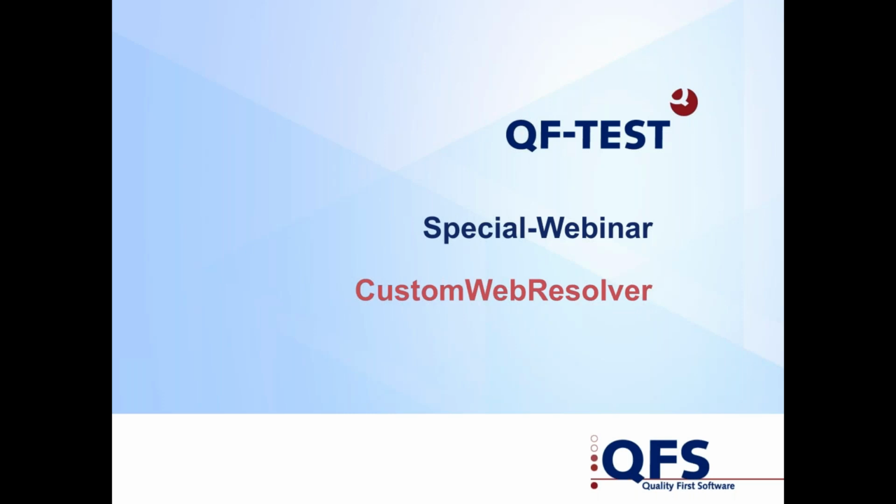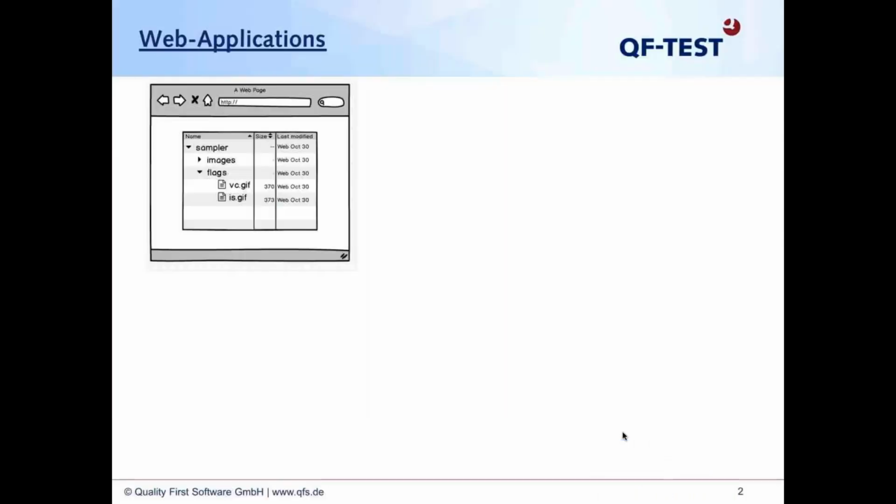So let's have a look at how a web application is developed and what QF-Test sees of a web application. In the beginning of the life cycle of a web application, there is a sketch, for example, coming from the design department, and they say, well, we need a web application which looks like that. For example, here we have a kind of file browser. So developers take this and develop this.